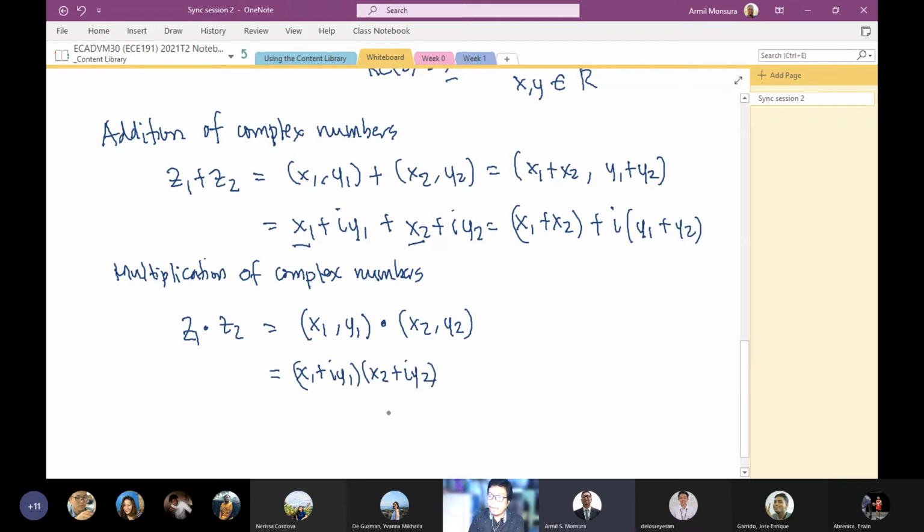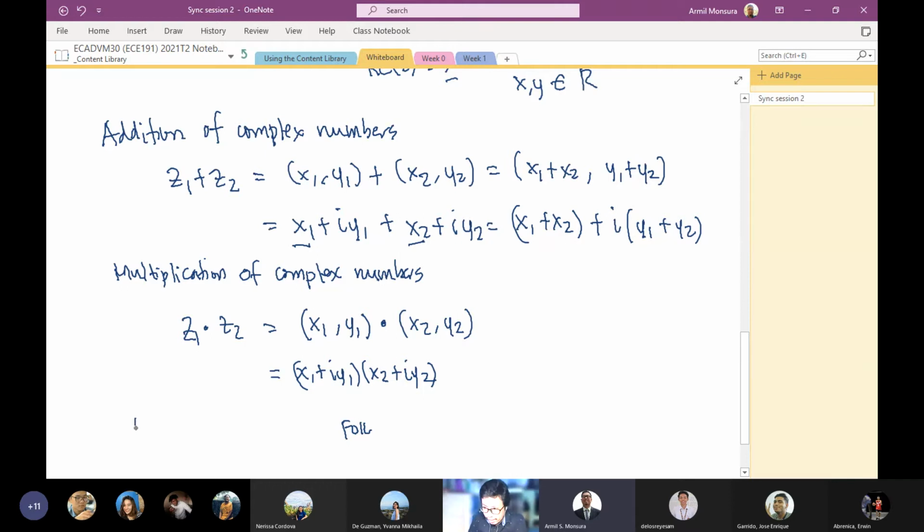Now, meron kayong tinatawag na method dito, foil. Kung ito yung tinatawag nyo, foil method: first, outer, inner, last. But you have to remember one thing before you actually do the foil here. You have to remember this.